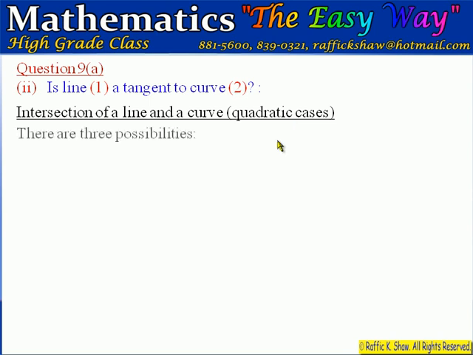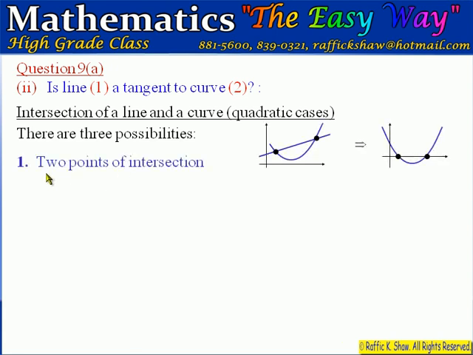Now there are 3 possibilities for the intersection of a line and a curve. First, you may have 2 points of intersection as shown here. This is a curve, that's a line, and there are 2 points of intersection. And when you substitute the equation of a line into the equation of a curve, you're going to end up with a quadratic equation that has 2 roots. When there are 2 roots, it means that there are 2 points of intersection, and this is what you will end up with if there are 2 points of intersection.